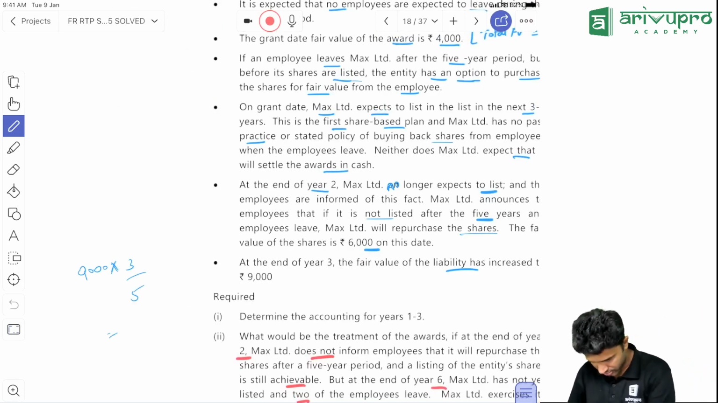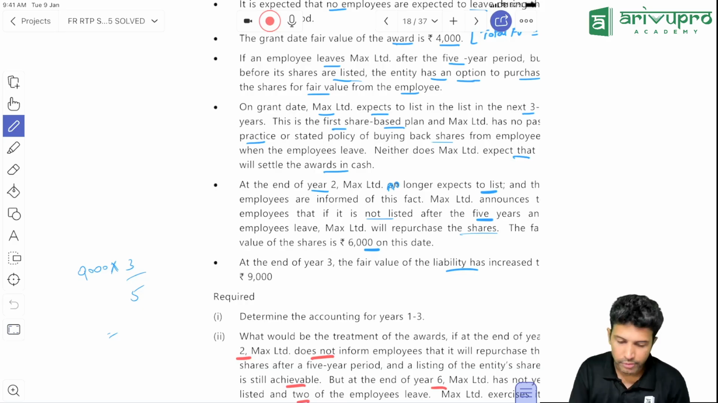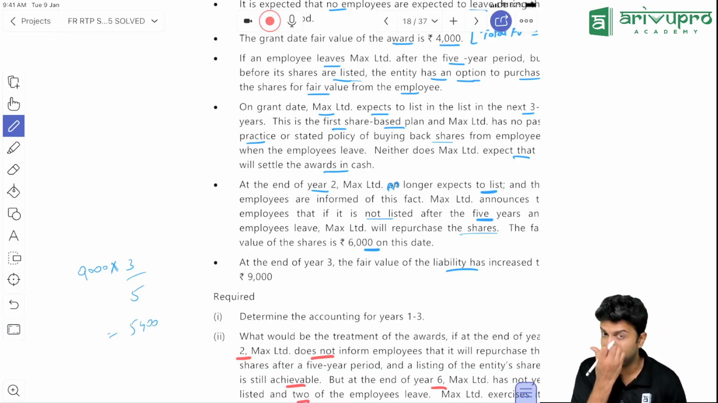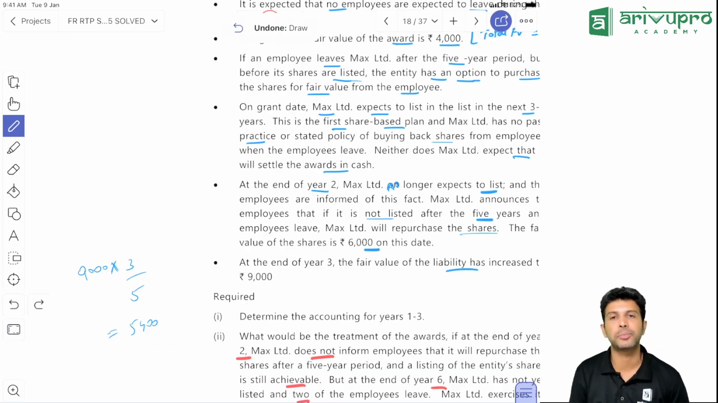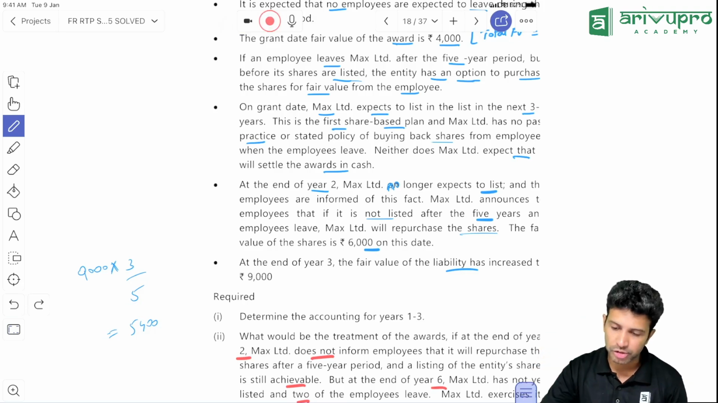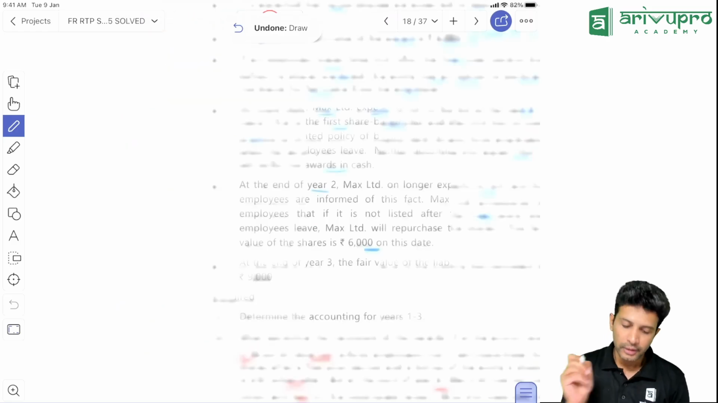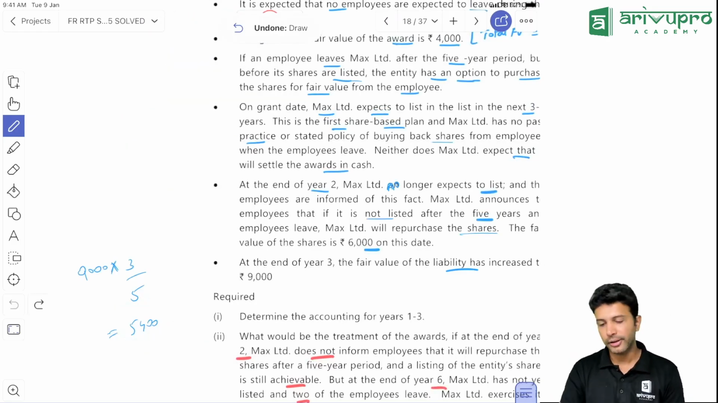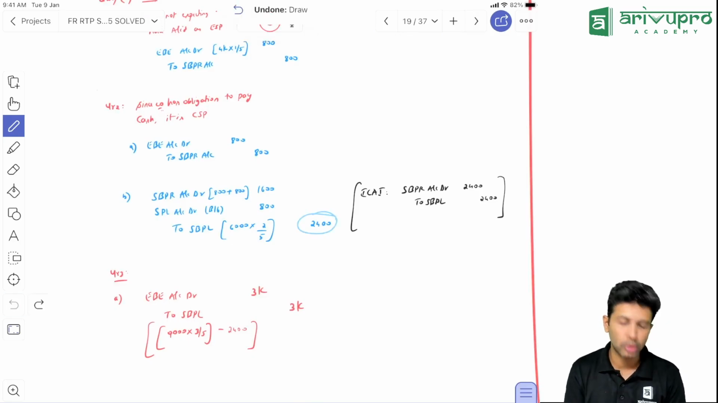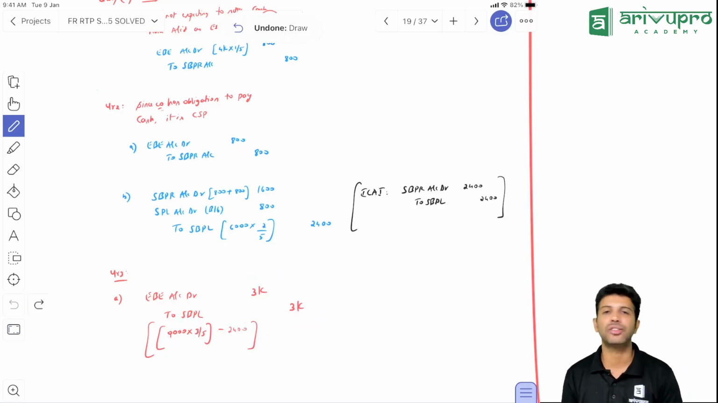Okay, 1 minute. 5,400. 5,400 should be the value of SBPL in our books. The required balance of SBPL is 5,400. That should be the balance in our books. But currently we have how much? 2,400. The SBPL balance should be 5,400, but we recognized SBPL last year only for 2,400. So 5,400 minus 2,400 if you do, 3,000 additionally you need to increase your SBPL balance by.